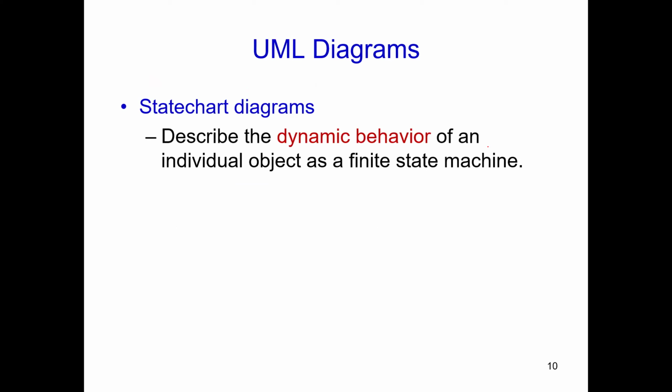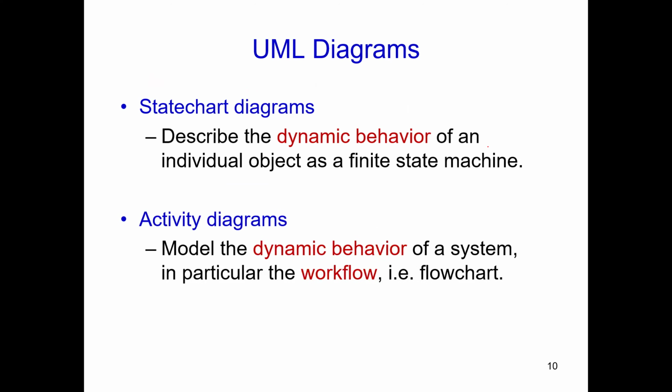State chart diagrams are also for dynamic behavior. This is similar, it looks like a causal loop model. And the activity diagrams are more like a flow chart. They model the dynamic behavior of a system, in particular the workflow.